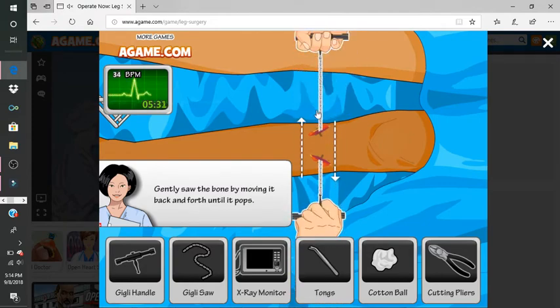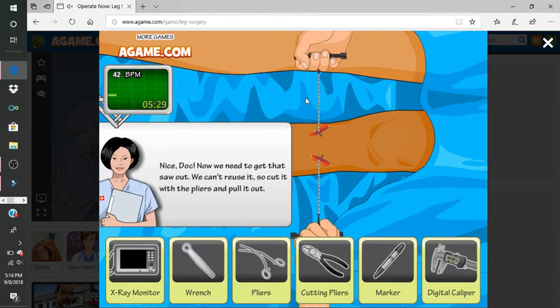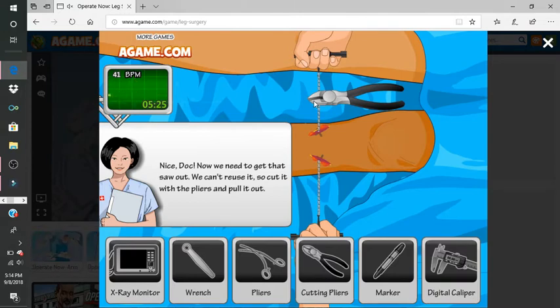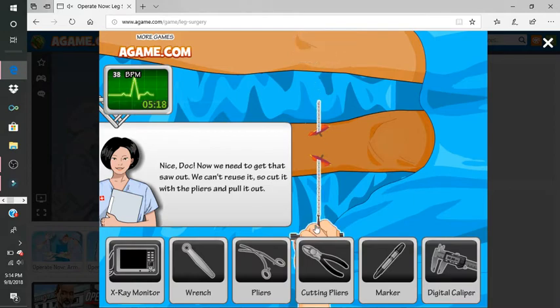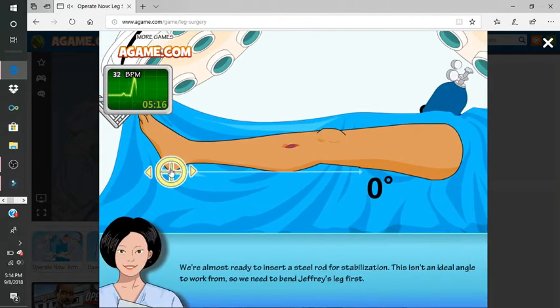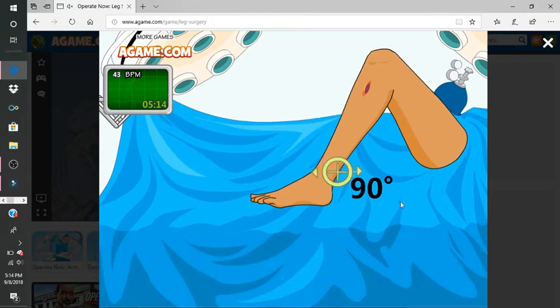Come on. Finally done. Alright, now we're going to use these to cut through the wire. Well, saw. And we're going to take this away. Which, why won't it? Okay, there we go. Done.